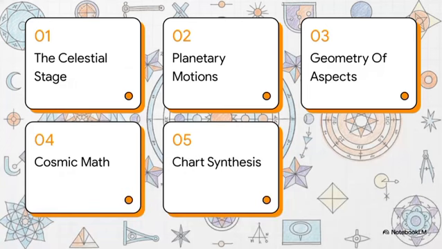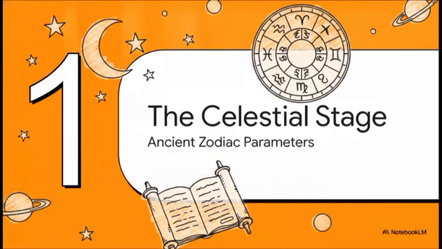Okay, so let's dive right into this. Here's our roadmap for today. First, we'll set the celestial stage, then move on to planetary positions and motions, explore the geometry of aspects, get into calculating the cosmic math, and finally, synthesize the horoscope. All right, let's start with part 1, setting the celestial stage.